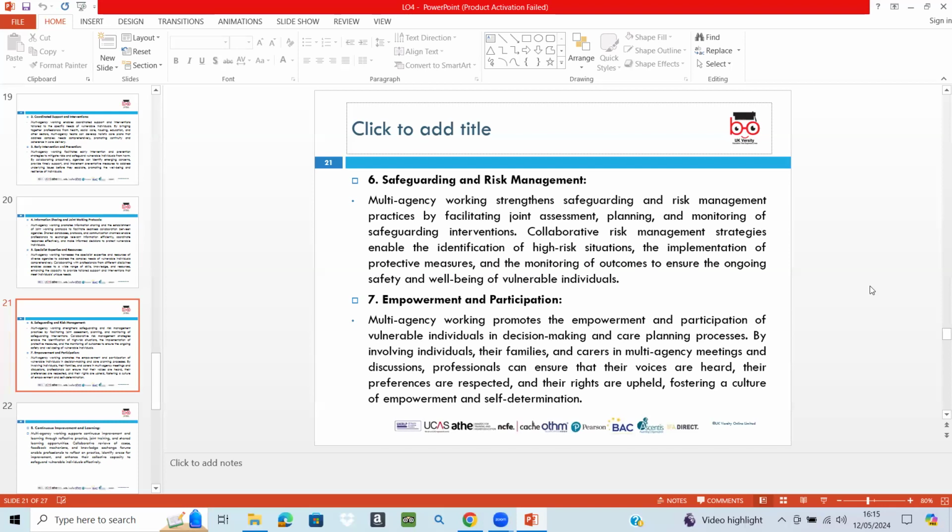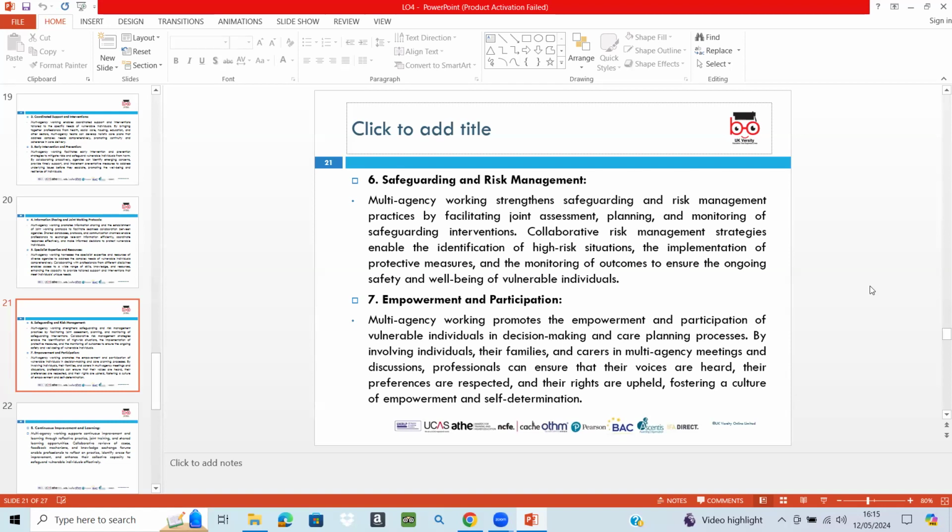Collaborative approaches like this ensure a comprehensive and unified response to safeguarding concerns, enhancing the protection and support provided to vulnerable individuals. Then we have empowerment and participation. So in multi-agency working, there is a focus on promoting the empowerment and active participation of vulnerable individuals in decision-making processes and care planning.